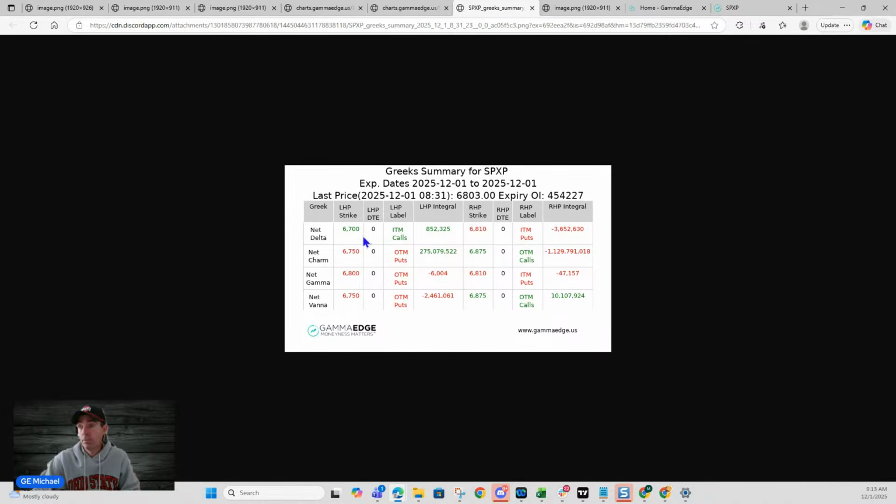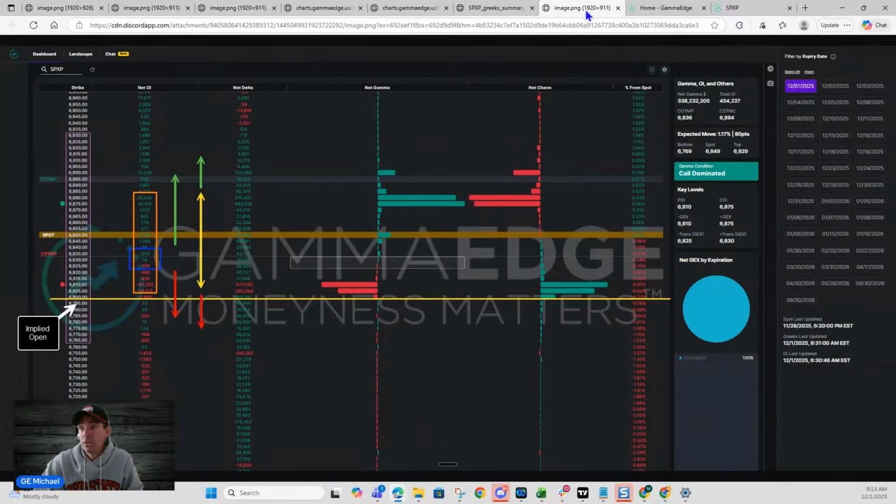We see the charm level again, out of the money calls at 68.75. Even if we head through 68.10 into the overall transition area, out of the money calls will continue to be a headwind, even though they're significantly above us. And you can see that within the overall zero DT structure here that we'll get to in just a second.